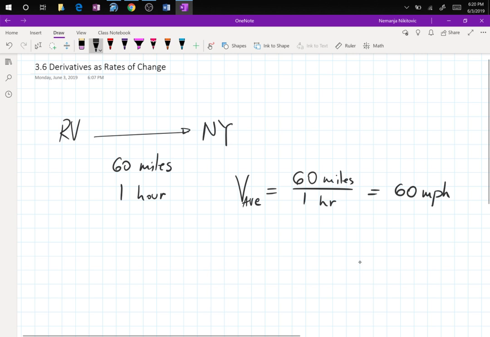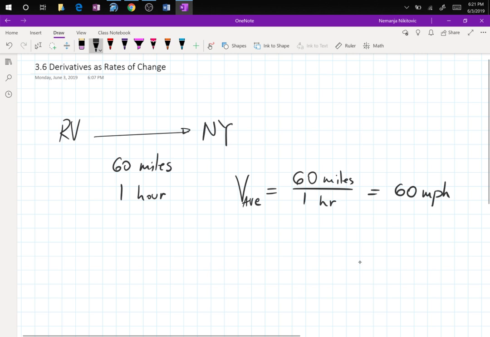If it takes you 2 hours to drive the same distance, let's say there's some kind of light snow, well, if it takes you 2 hours, then your average speed would be 30 miles per hour. Is it always exactly 30? No. Goes above, goes below, goes above, goes below. But they would all average, right?